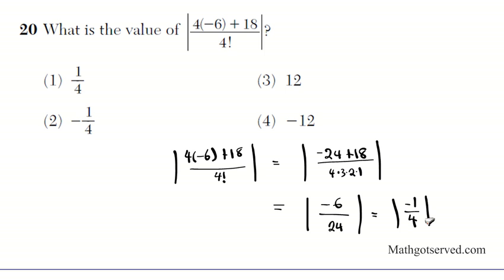Okay? So how far is negative 1 over 4 from 0? That's what the absolute value means. It is exactly 1 over 4 units away from 0, to the left side of the number line. So our correct answer is 1/4, and then the option is option number 1. Alright?